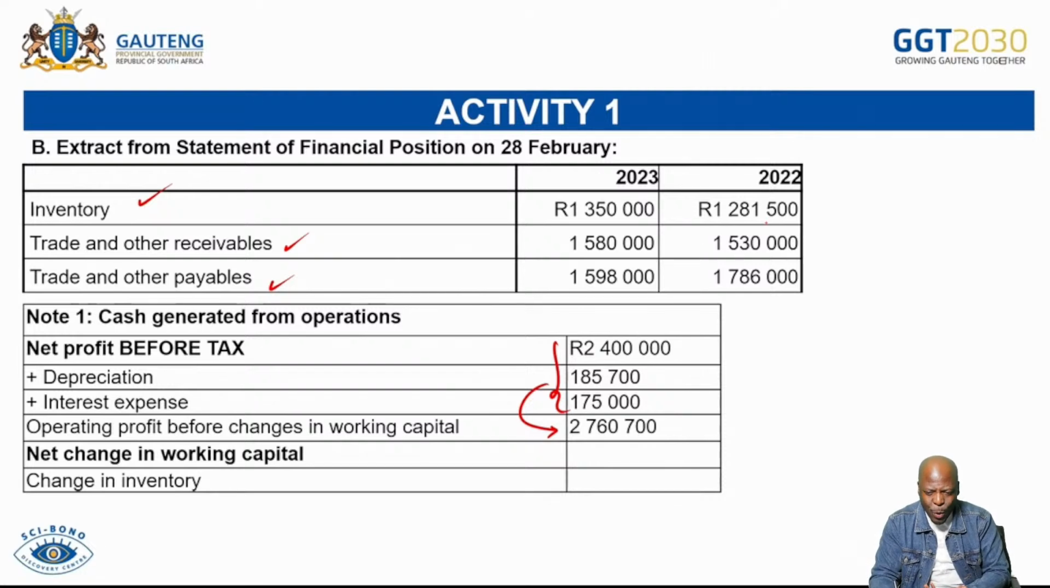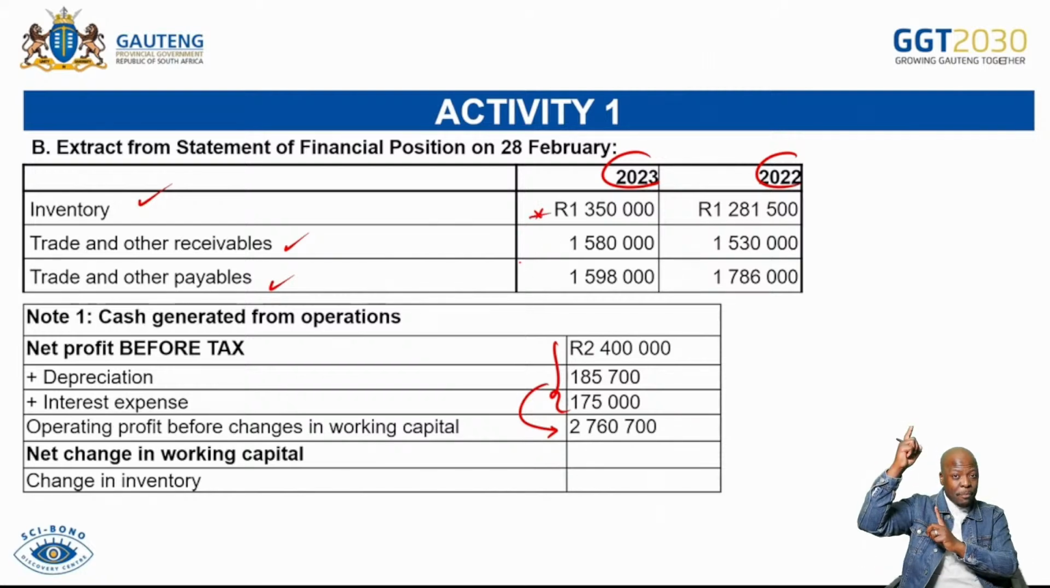So I look at my 2022, my inventory was 1,281,500. Then I look in 2023, which is the current year. That is where we are now. Okay, and my current year is 1,350,000. So I can see here, my inventory has gone up. And once my inventory is going up, I know an increase in inventory is a cash outflow. So I'm going to come here, change in inventory.